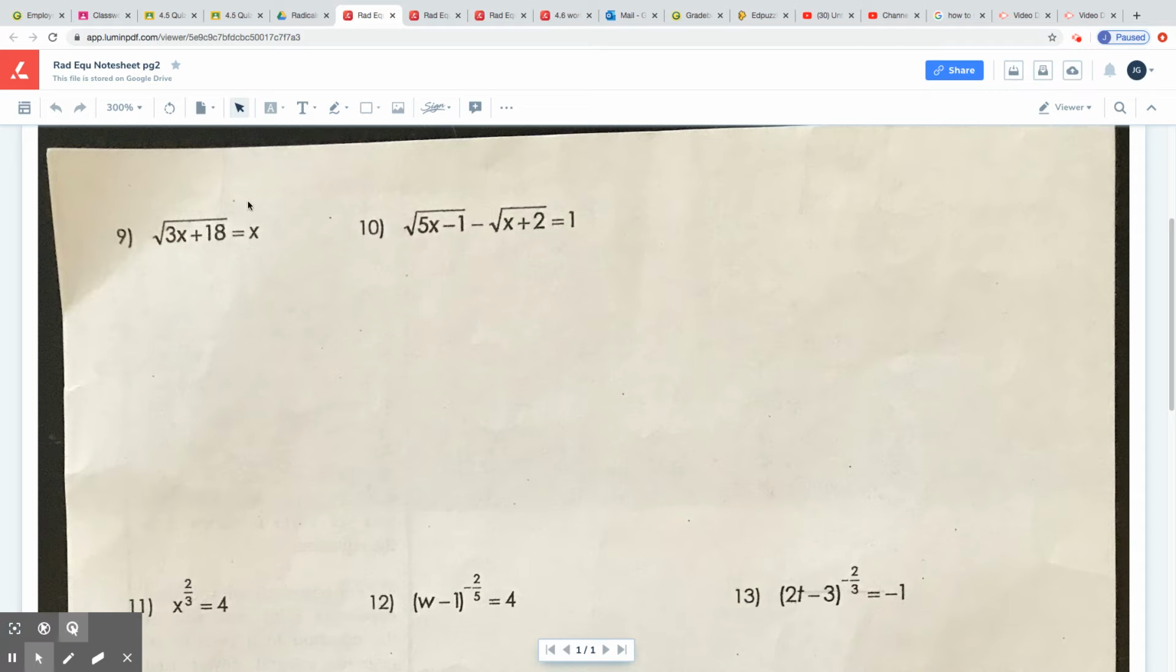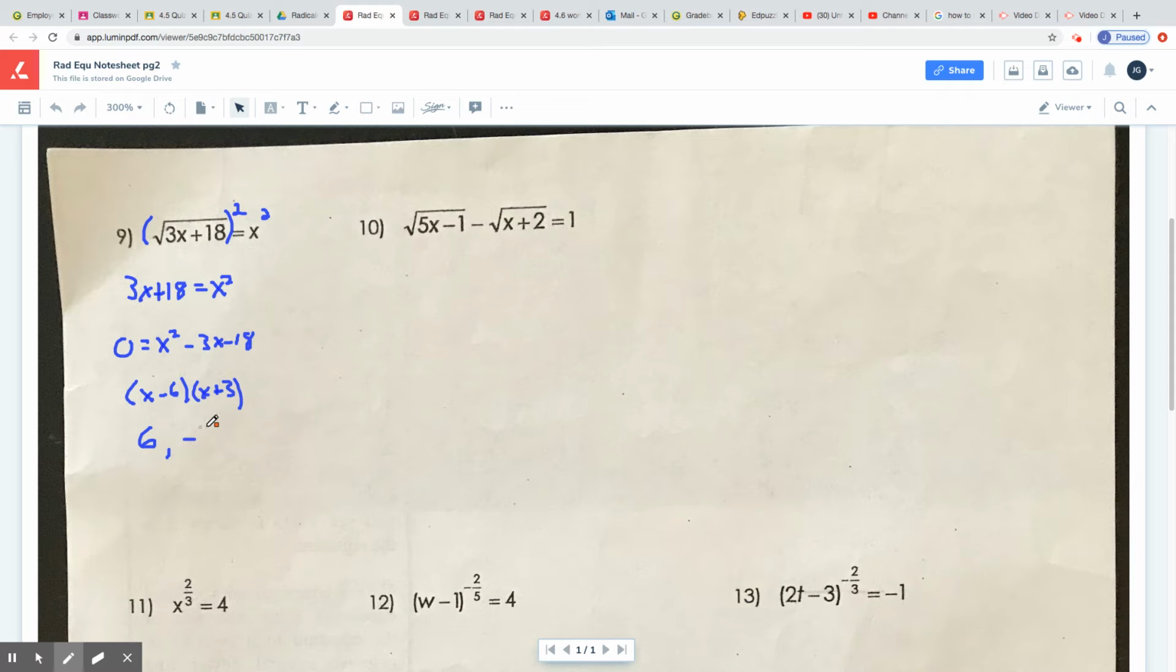All right, so now number 9. We have one equation with just a square root, one radical, so it's already isolated. It's a square root, so we're going to square both sides. And we get 3x plus 18, the radical is gone, equals x squared. To solve this, we set it equal to 0. So 0 equals x squared minus 3x minus 18. We factor that to x minus 6 times x plus 3. So we get two possible answers here, 6 and negative 3.